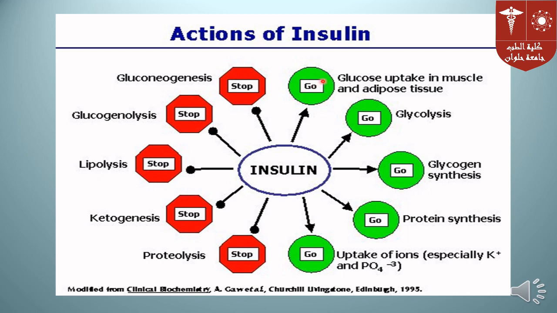فلو جينا في ناحيه الستيميوليت، لو بصينا على الستيميوليشن اللي هو الجو ده، هنلاقي ان الانسولين ستيميوليت جلوكوز ابتيك ان ماسل اند اديبوز تيشو. كله هيبقى كلام عارفينه. اوكي، stimulates glycolysis, glycogen synthesis, protein synthesis, uptake of ions. يعني it's an anabolic hormone. ممكن كمان نزود عليها ال synthesis of fat lipogenesis. اوكي، لو جينا ناحيه الستوب هنلاقي كل ده inhibited by insulin.